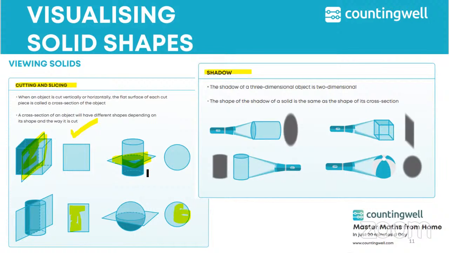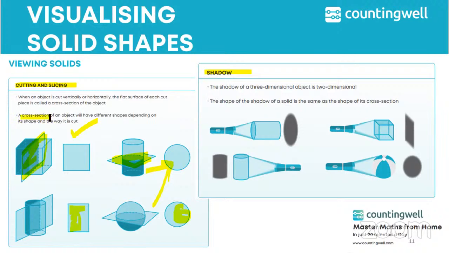So you can see different objects may have the same cross section, and we can cut the object and take its cross section. And there are many ways to cut an object. So the cross section will depend on its shape and the way it is cut. Also, the shadow of a three-dimensional object is two-dimensional.